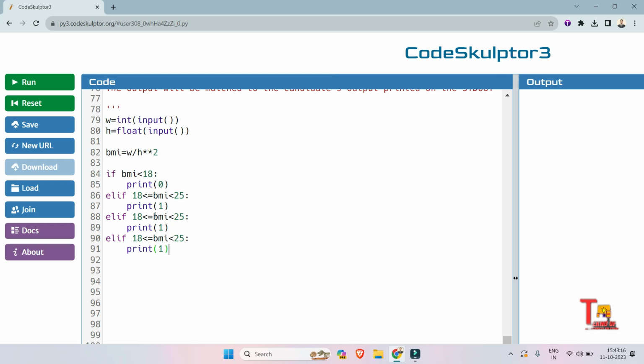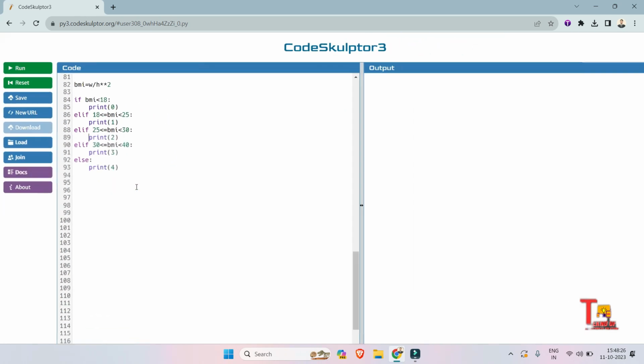Okay, now if the number lies between 25 to 29, then we will print 2. And if the number lies between 30 to 39, that means 40 here, so we will print 3. And else print, sorry, 4, right?